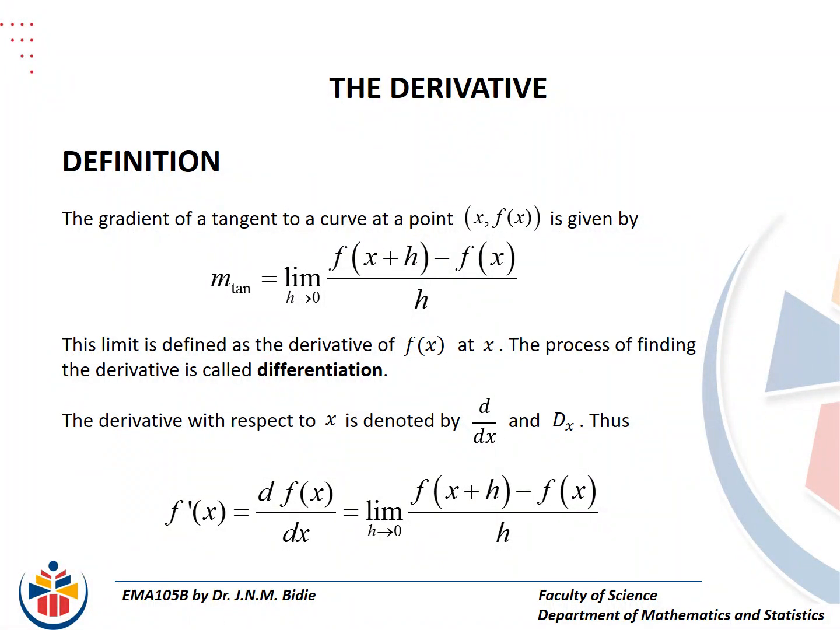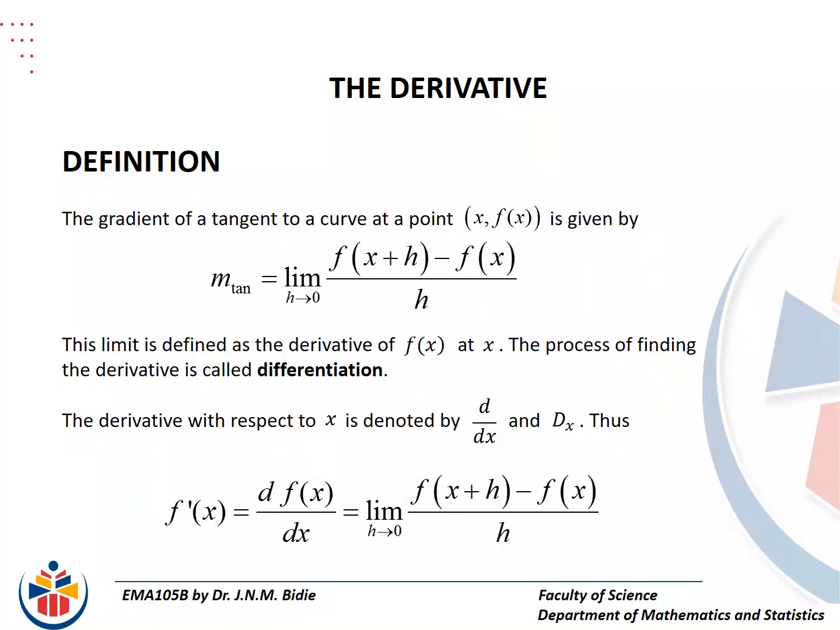We start with the topic of the derivative. Let's start with the definition of the slope, or the gradient, of a tangent to a curve at a given point x, f of x. That is given by the limit of f of x plus h minus f of x, all divided by h, as h approaches 0. This limit is defined as the derivative of f of x at the point x.